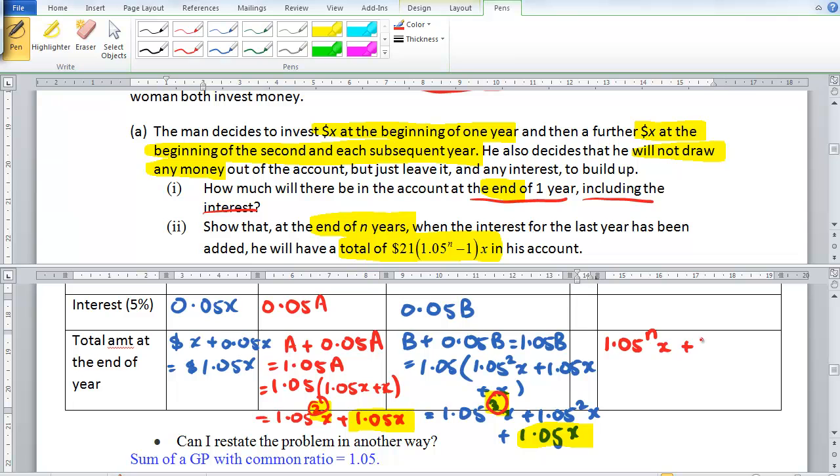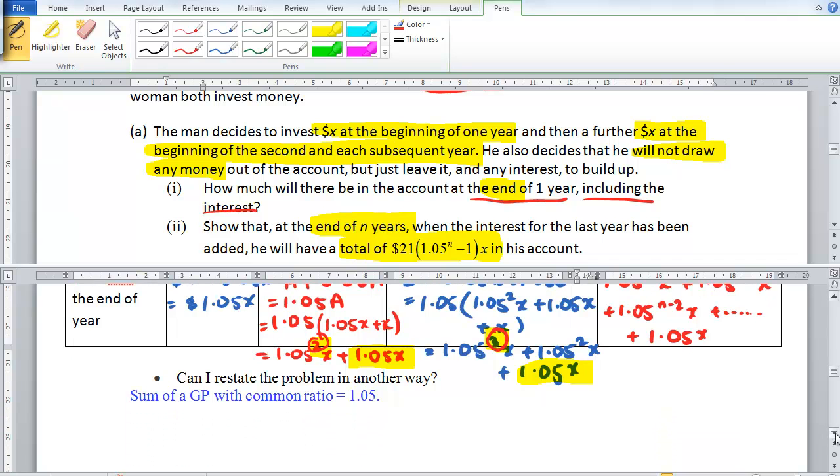plus 1.05, the next term with the power subtract 1, so n minus 1, x plus 1.05 to the n minus 2, x, and so on and so forth until the last term is always 1.05x.